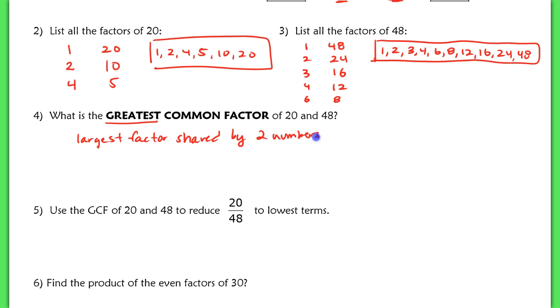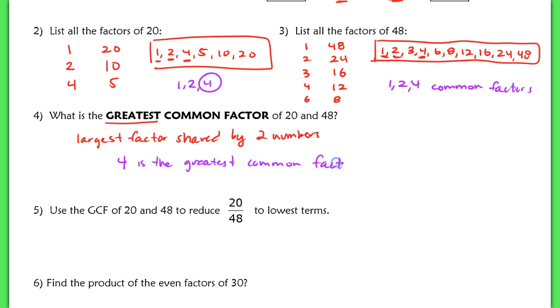Okay, so when I look at these values here, I notice that both of them have a 4, a 2, and a 1. 1, 2, 4. Those are the numbers that they share. They don't share a 5, a 10, or a 20. So really what I'm looking at are this very small set of numbers, 1, 2, and 4, because those are the numbers that they share. So these would be just called common factors. These are all common factors. But the greatest common factor here is the number 4. So 4 is the greatest common factor.